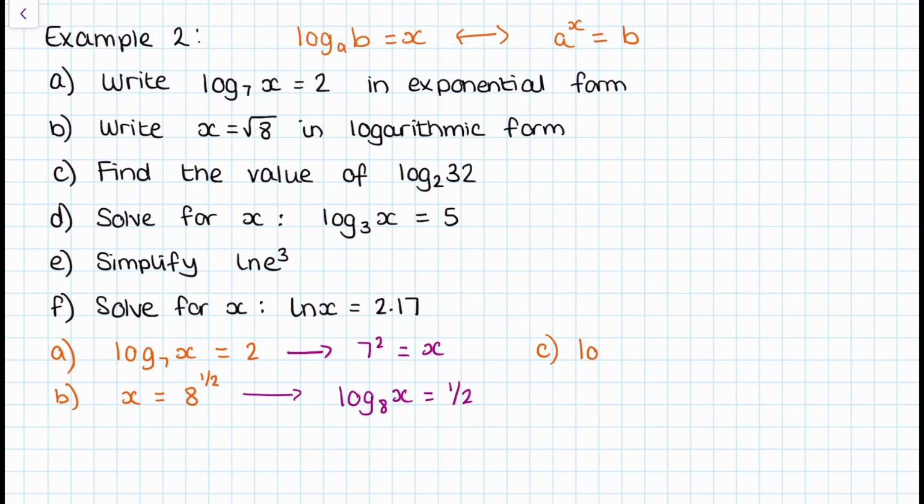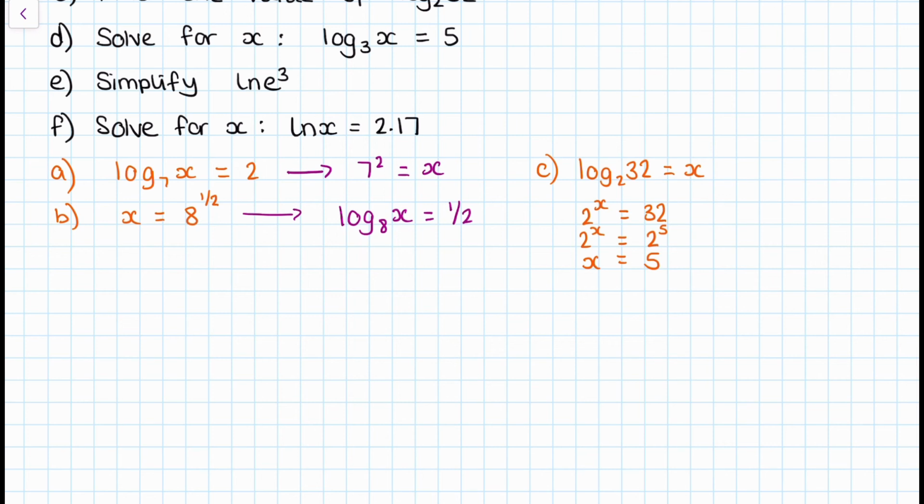Part C, find the value of log base 2 of 32. So first of all, I'm going to write this out. So we're going to have log base 2 of 32. We want to find out what that equals, which we're going to say is x. Put this into exponential form, so 2 to the power of x equals 32. We can write 32 with the base of 2, so it would be 2 to the power of 5, so x equals 5.